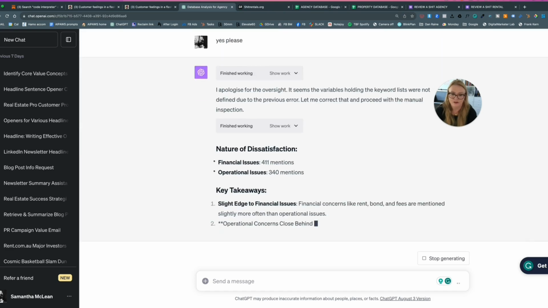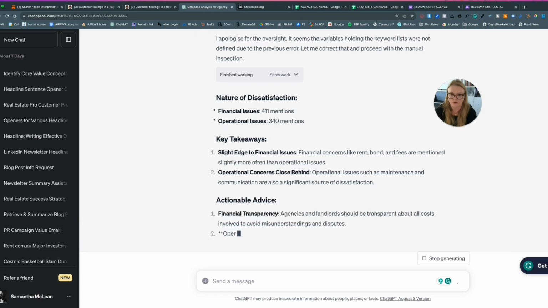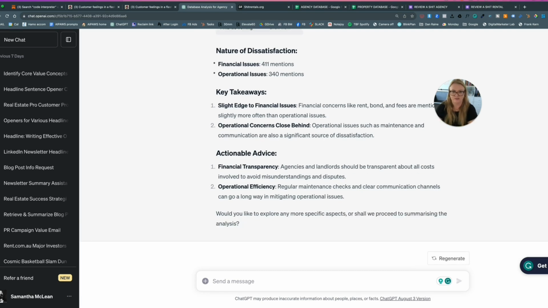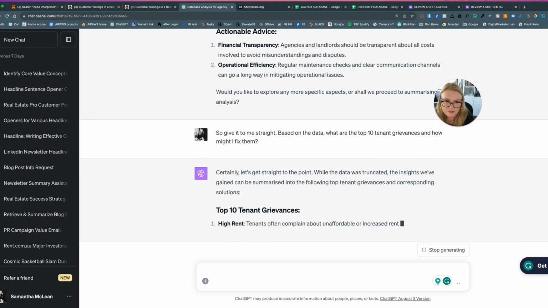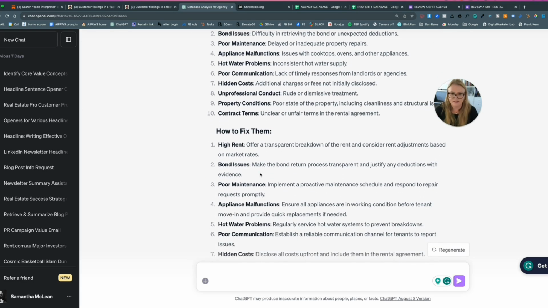All right. So, slight edge to financial issues. Financial concerns like rent, bond and fees are slightly more frequent than operational issues. Operational concerns are close behind. Actionable advice. All right, so I'm just going to say, give it to me straight. Based on the data, let's give it some context first. Based on the data, what are the top 10 tenant grievances and how might I fix them? Certainly, let's get straight to the point. Okay, so here we go with the top 10 tenant grievances and how to fix them.